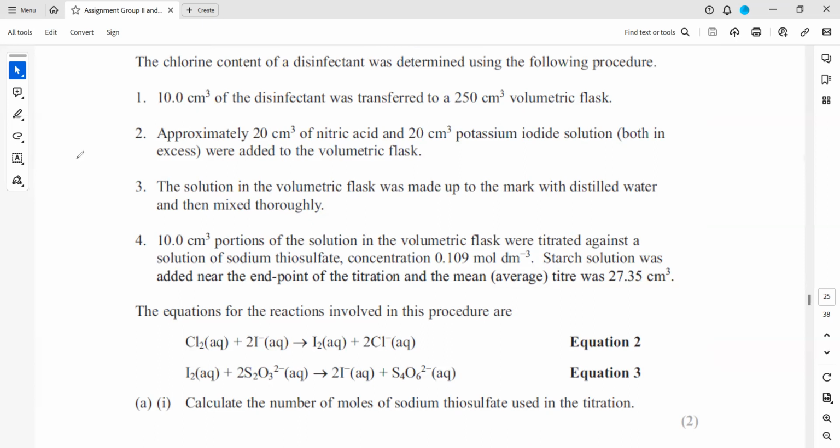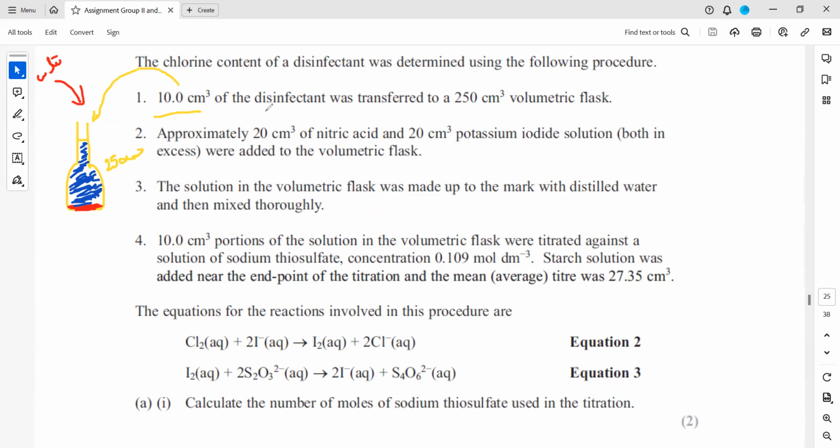So first, we have this volumetric flask. The capacity of the volumetric flask is 250 cm cube, but only 10 cm cube is transferred. So when 10 cm cube is transferred, it will occupy a small volume. Then what we do is add water, deionized or distilled water, until it reaches the mark of 250. What is the purpose of doing this? The purpose is to make a dilute solution so that when we are doing a titration, we don't have to refill the burette.